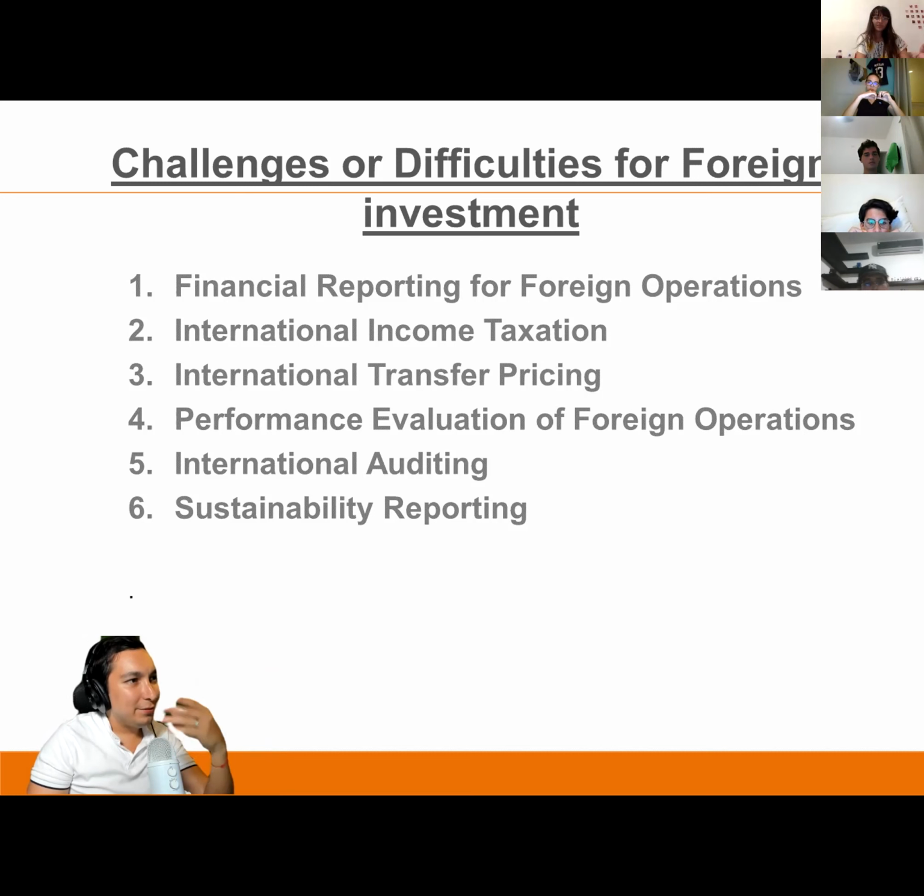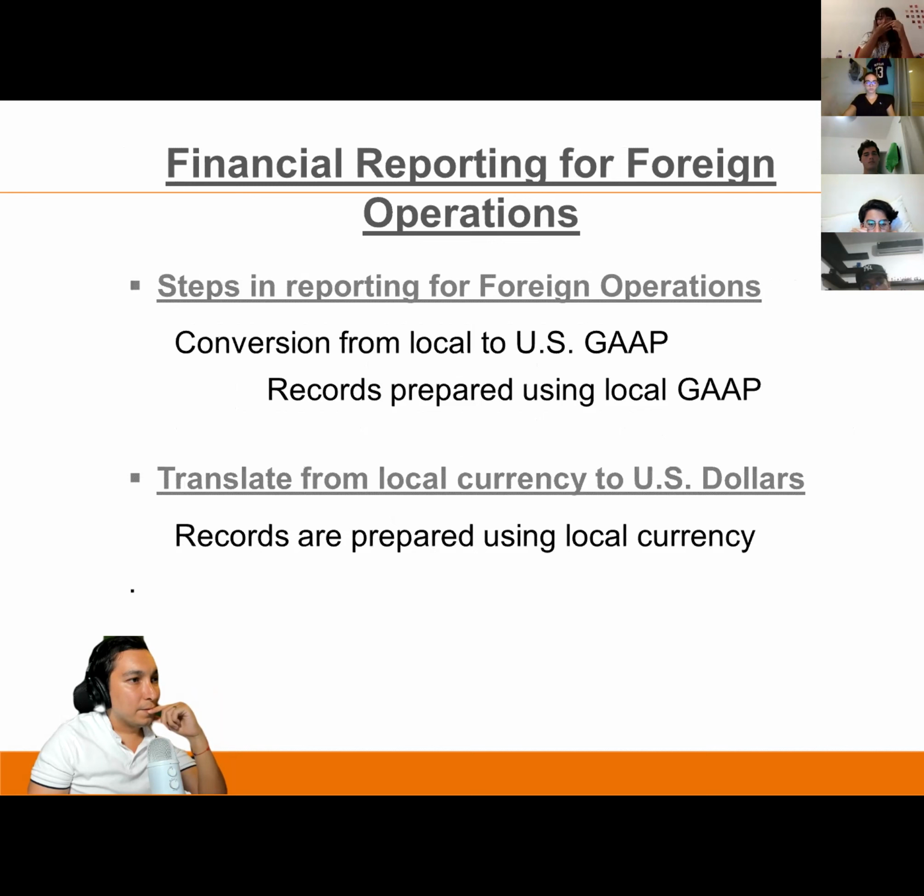Yes, I will explain it, but think. Maybe, for example, US GAAP and IFRS are different and you have to take that into account to report. Yes. Let's see it. Steps in reporting for foreign operations: conversion from local to US GAAP, or US GAAP to another currency.